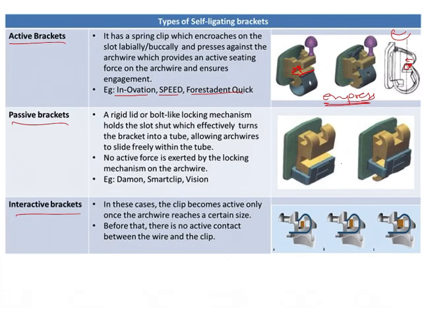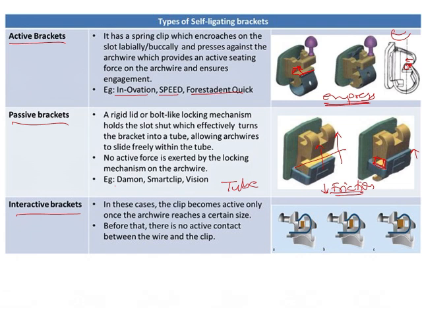The second type of brackets are passive brackets. Passive brackets have a sliding mechanism which closes over the slot and converts the bracket into a tube, because it provides a fourth wall for the slot. So here you can see it becomes like a tube. The wire is allowed to move freely within the slot. The sliding mechanism does not encroach upon the wire slot space, so the wire is able to move freely within the bracket. This is helpful because it causes less friction between the bracket and the wire.